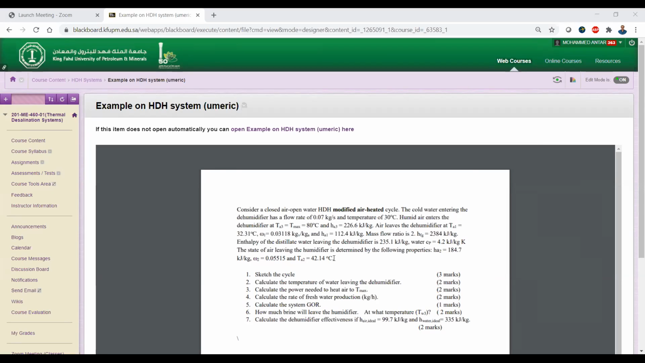So we are given here the air temperature and humidity and the enthalpy, which is 226.6 kilojoules per kilogram. Air leaves the dehumidifier at T air of 32.31 degrees centigrade, and omega is 0.03118 kilogram vapor per kilogram air, and enthalpy of 112.4 kilojoules per kilogram.